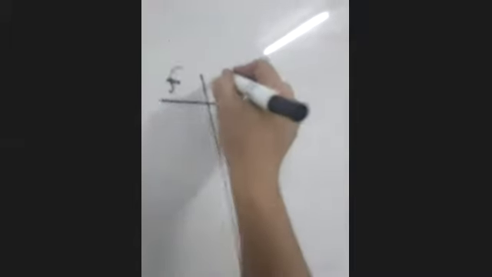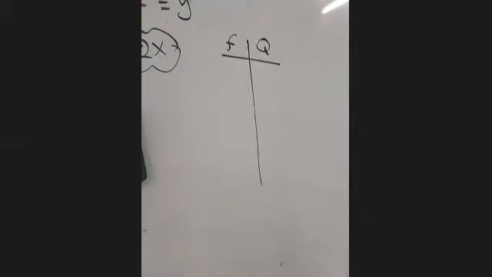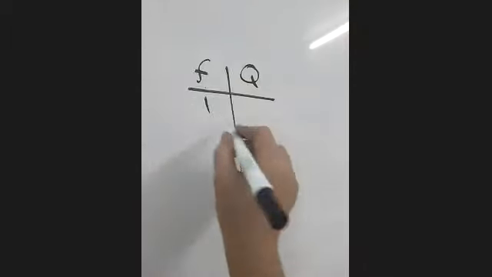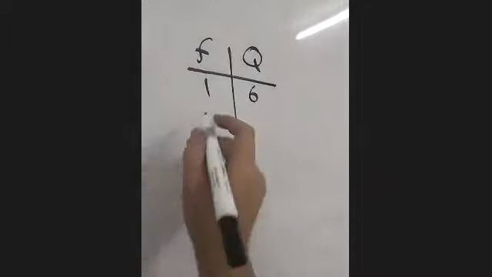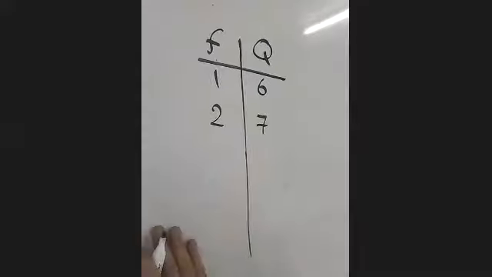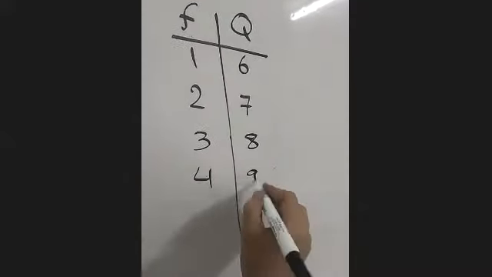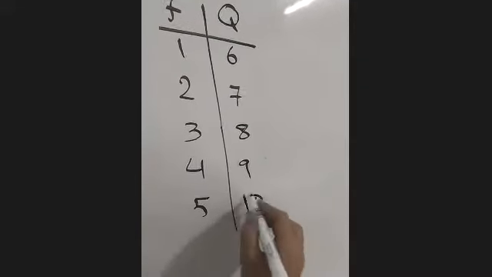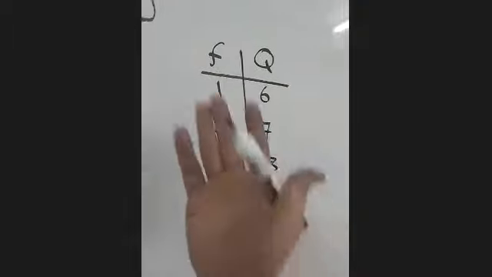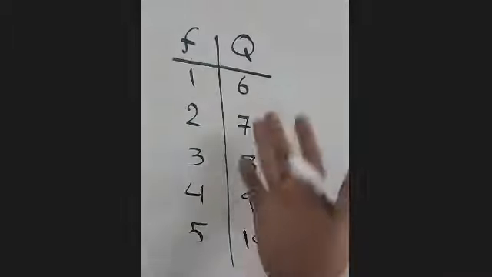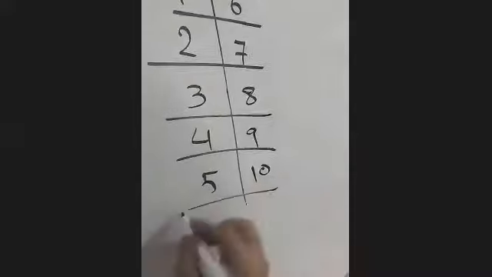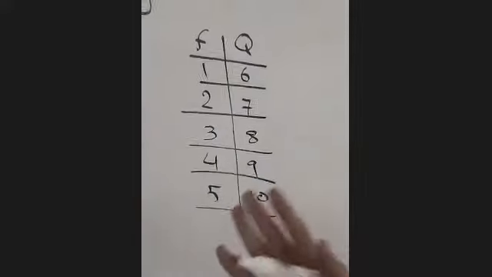Another example, look here at this table. For example, if we have f and here q, focus. If f is 1, q is 6. If f is 2, q is 7. If f is 3, q is 8. If f is 4, q is 9. If f is 5, q is 10. Who can tell me what I'm doing here? What's the relationship between the values of f and the values of q?